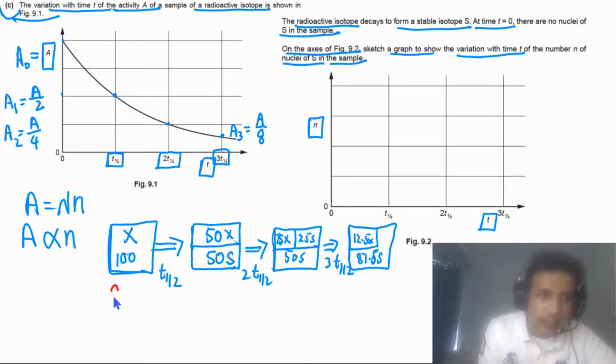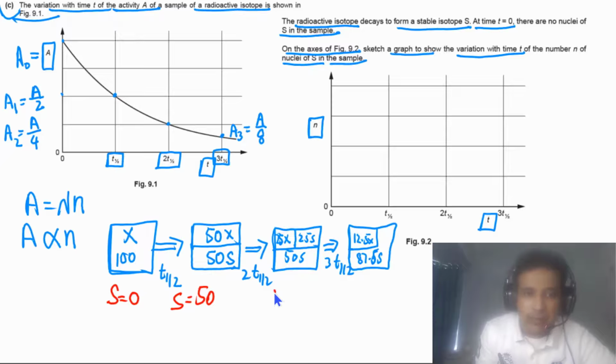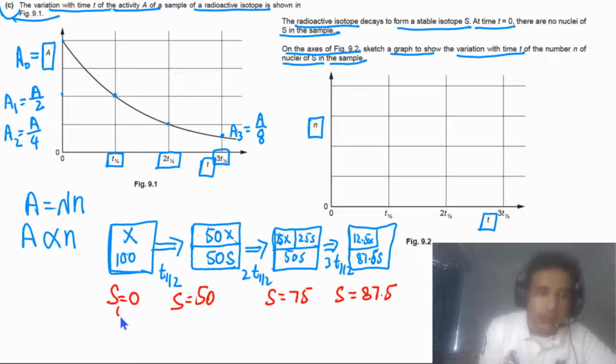So here, if you look at the number of nuclei of S, we have 0 nuclei, and after one half-life we have 50 nuclei of S. So we can say S is equal to 50. And after two half-lives, the number of nuclei of S is equal to 75. And after three half-lives, the number of nuclei of S is equal to 87.5. We can say this is S0, the initial number of nuclei, and this is after one half-life, this is after two half-lives, and this is after three half-lives.